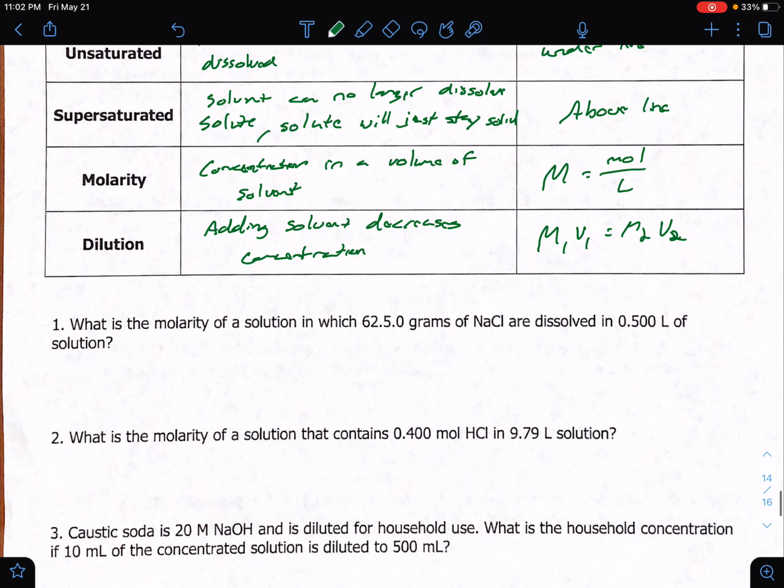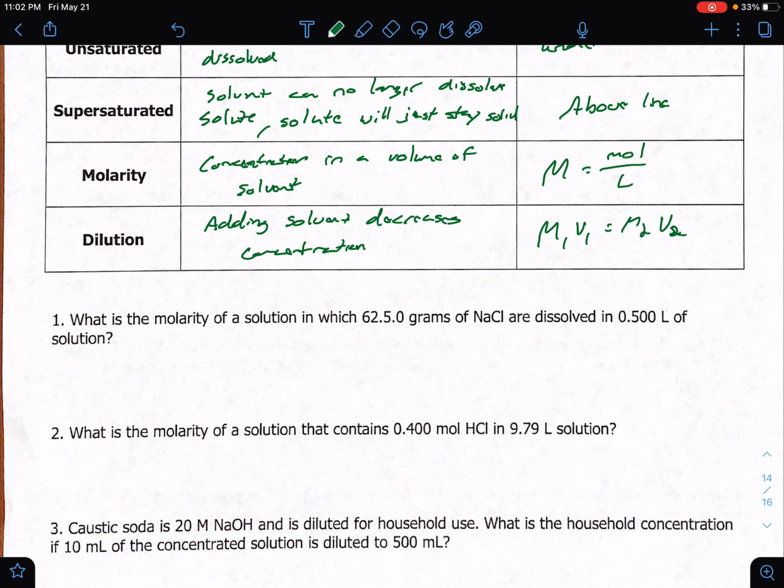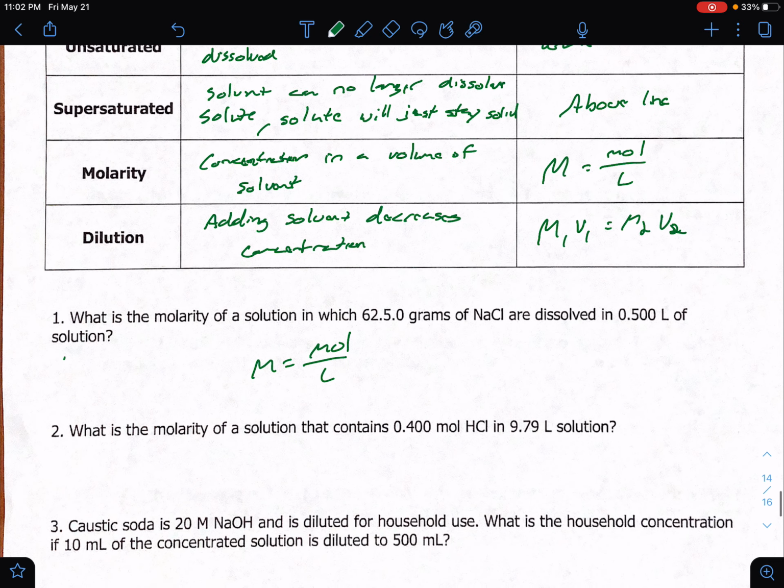Okay, so now we're actually getting into problems. So what is the molarity of a solution in which 62.50 grams of NaCl are dissolved in 0.500 liters of solution? So I know the equation for molarity is M equals moles over liters. I have liters, but I don't have moles. So I'm going to do a quick conversion. So 62.50 grams of NaCl.